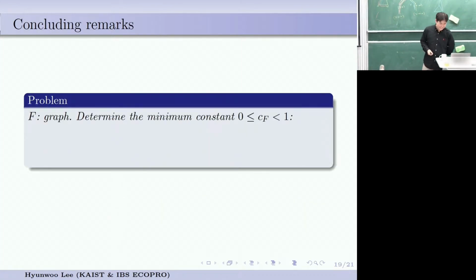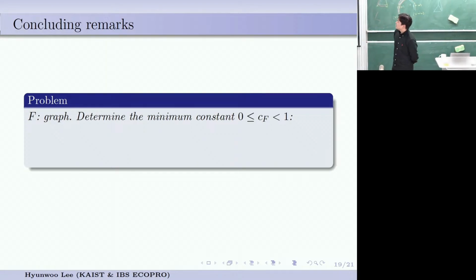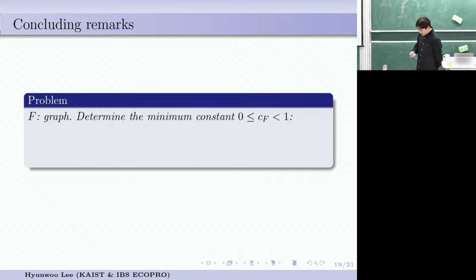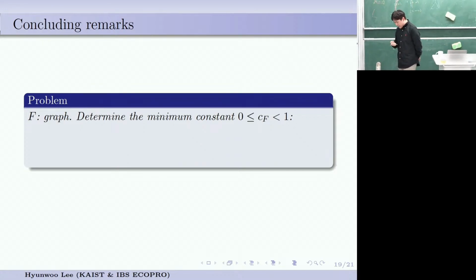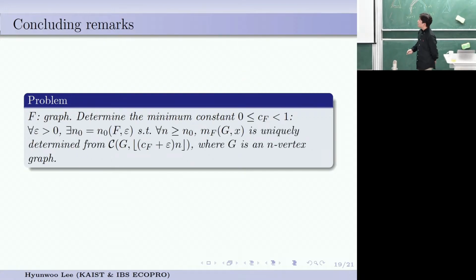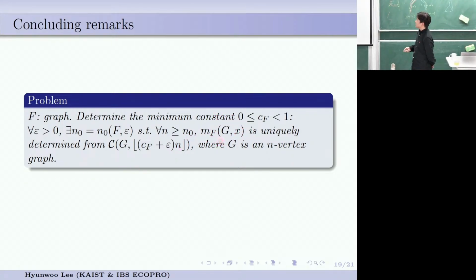So now I will close my talk by mentioning some concluding remarks. As a corollary of our main result, we reconstructed the F-tiling polynomial for the given graph. Our problem is: let F be a given graph, and we want to determine the minimum constant C_F, strictly smaller than 1, such that for every epsilon there exists a large n0, such that for every sufficiently large n, the F-tiling polynomial can be uniquely determined from the deck of size roughly C_F times n, where G is an n-vertex graph.